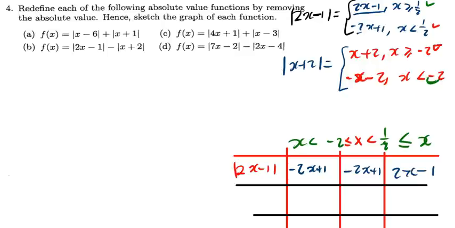I'm done. I go to the second one, the modulus of x plus 2. Which one is telling me that x is less than negative 2? It's this one, so I'll put negative x minus 2. Then here we are dealing with negative 2. Which one is telling us that x is greater than or equal to negative 2? It's the second one, so I'll put x plus 2. Which one is telling me that x is greater than half? It's the same second one.